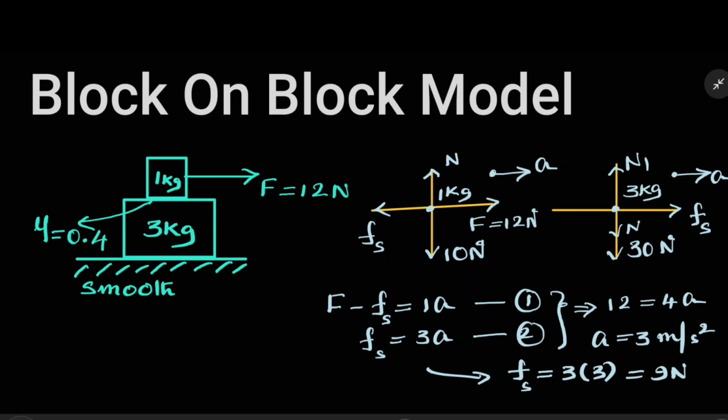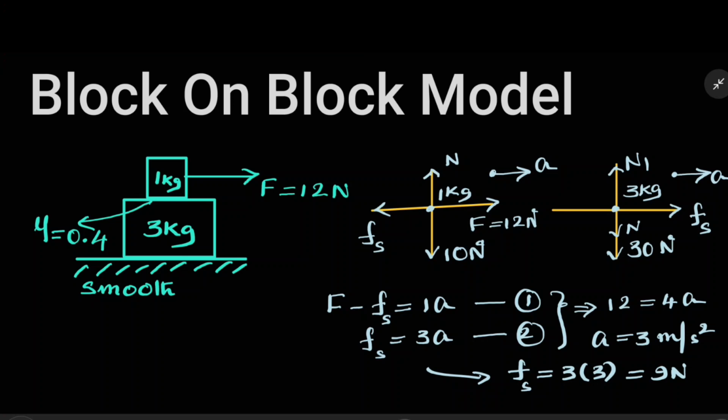And you can avoid a few steps for finding this acceleration of 3 meter per second square by simply considering 1 kg and 3 kg as a single system, because if both of them move with common acceleration, you can consider 1 kg plus 3 kg, 4 kg as a single system. Net force is 12 Newton, friction is internal force, so we don't have to bother about that. So 12 is equal to 4 into A.